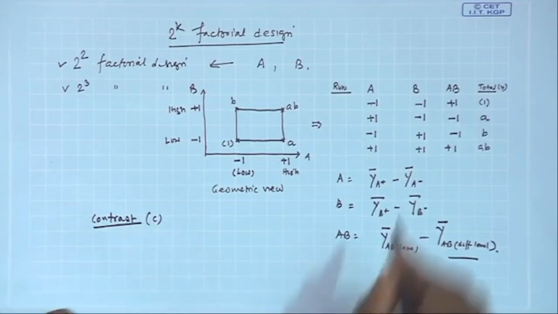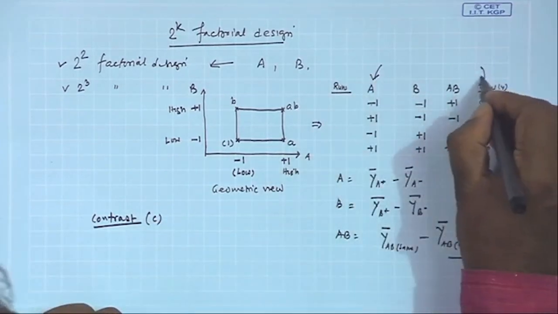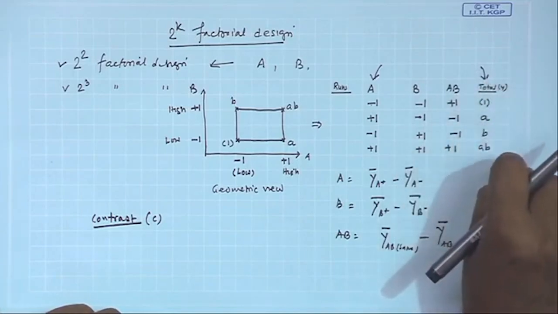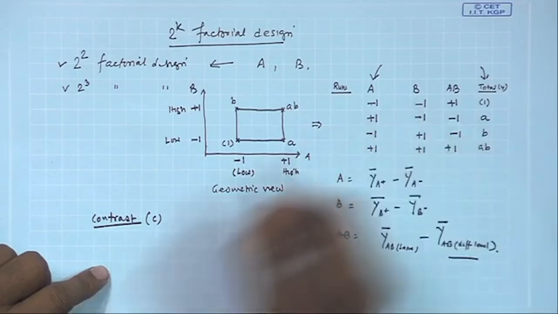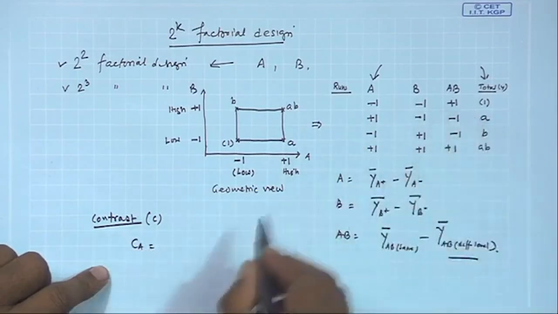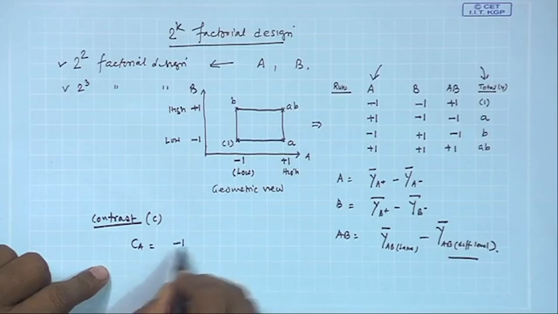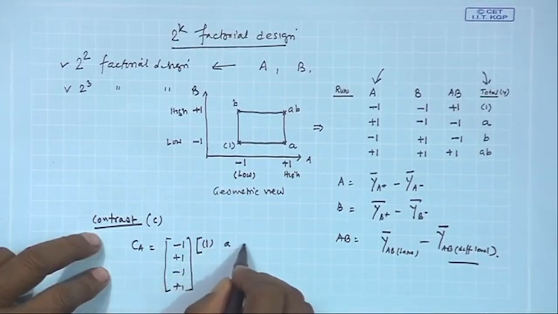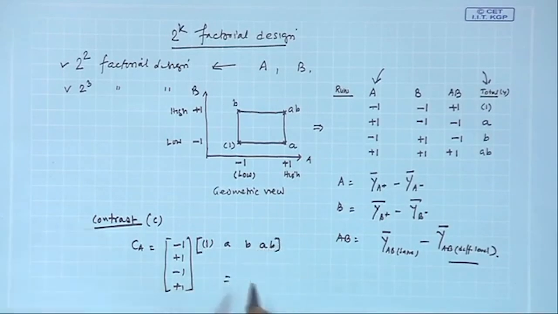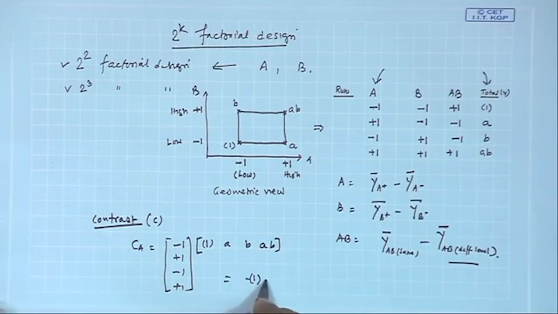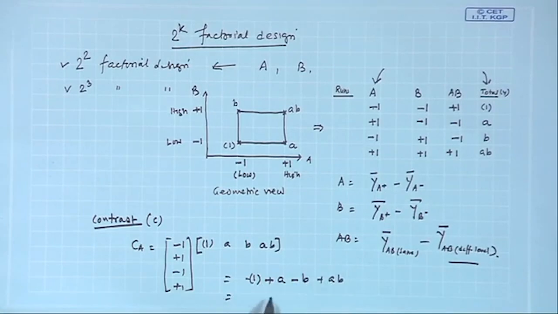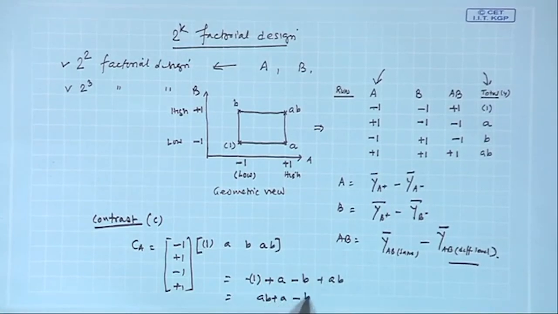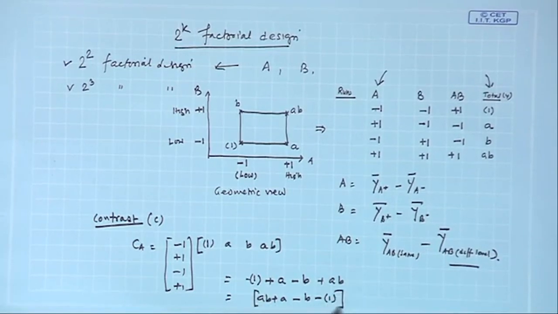This one we have seen, and we have said another thing: the contrast C, when a particular column is multiplied by the total column, then you will get the contrast. So, for contrast A, the contrast will be minus 1, plus 1, minus 1, plus 1, times 1, a, b, ab. You will get minus 1 plus a minus b plus ab, which is basically ab plus a minus b minus 1. This is your contrast of A.